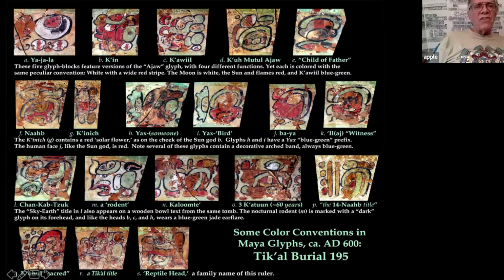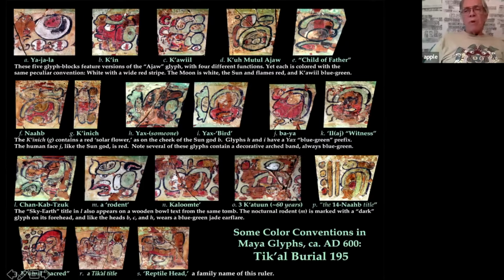This glyph has a green ear flare. And here the Yash is green. So this bird is a green bird, and this is a green somebody. Yash bird. This looks a lot like a seating glyph, but I'm not sure. I don't think it's a seating glyph.